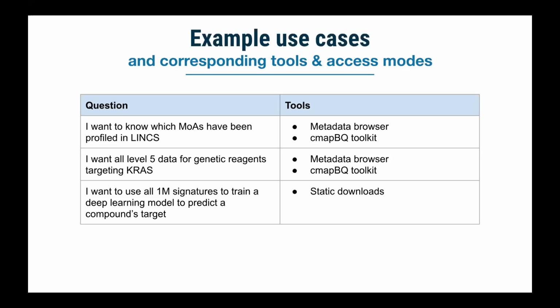On the other hand, if you wanted to take all 1 million signatures and do something like train a deep learning model to predict compound target, then you might actually need to download the data. Things like the browser app and the toolkit are not well optimized for streaming large chunks of data. And so in that case, you may want to actually download it.